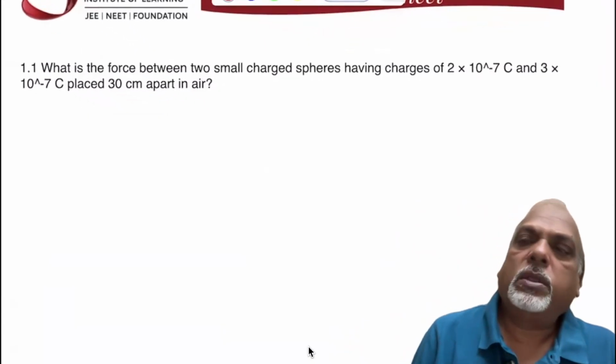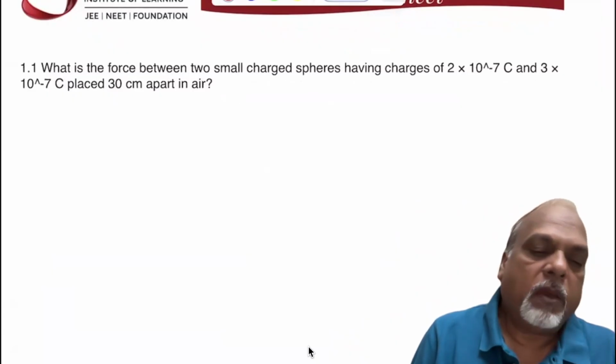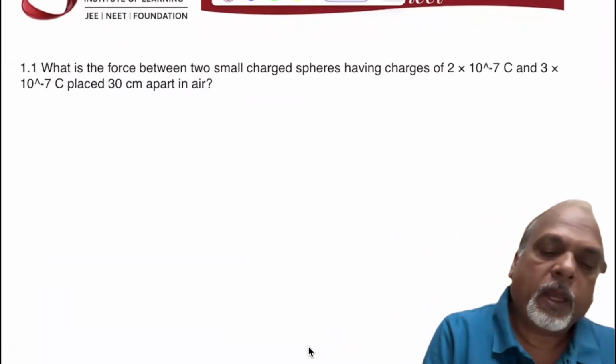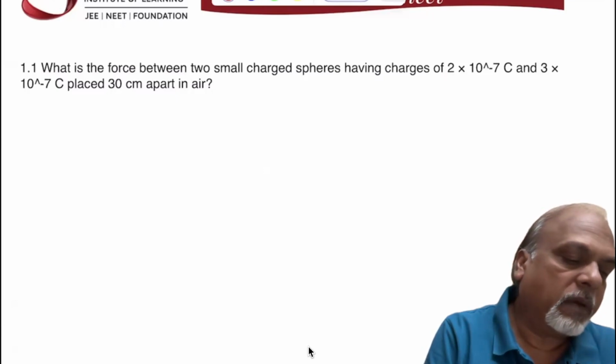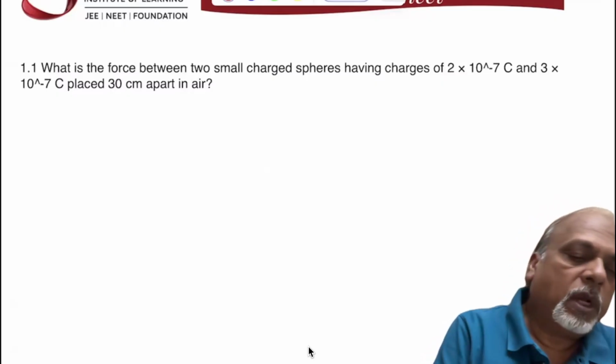व्हाट इज द फोर्स बिटवीन टू स्मॉल चार्ज स्फीयर्स हैविंग चार्जेस ऑफ 2 into 10 raised to minus 7 coulomb and 3 into 10 raised to minus 7 coulomb placed 30 centimeter apart. Correct. So let us see.